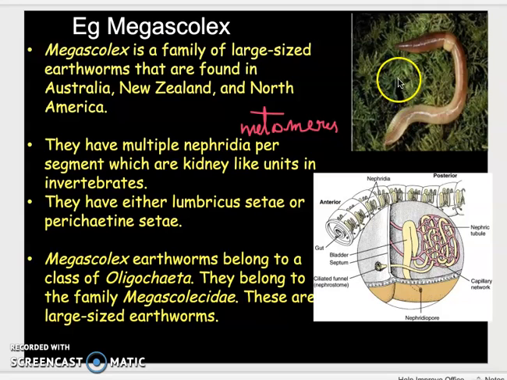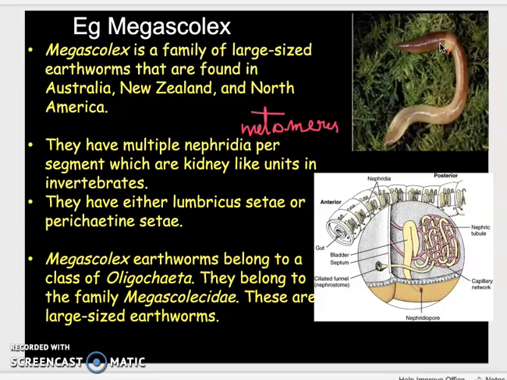So in megascolids you can see the clitellum here. This is the clitellum region, 14 to 17 segments thick, and the glandular clitellum is present in the union of these segments. And the clitellum is more prominent, with segmentation faintly marked, especially during the breeding season.